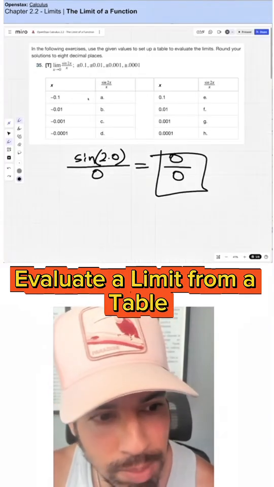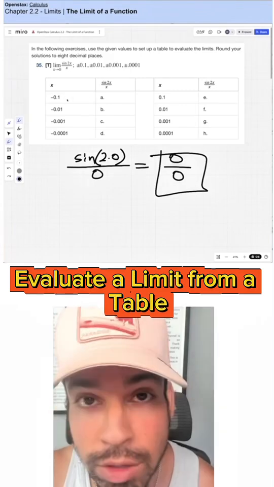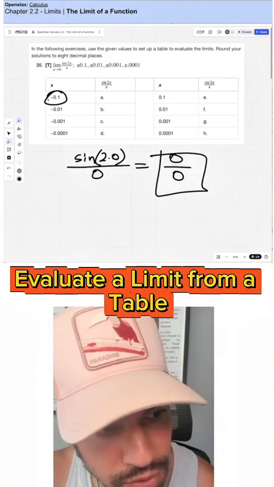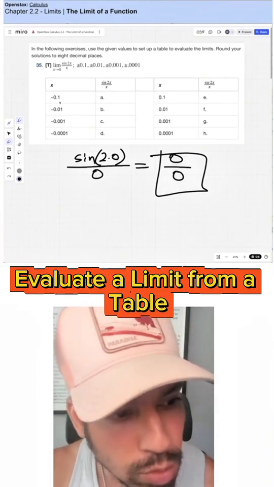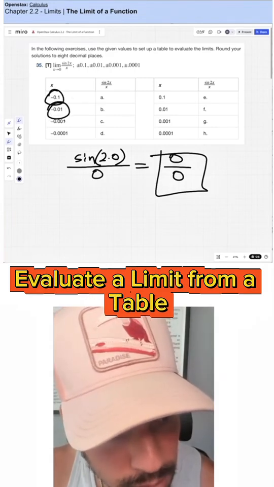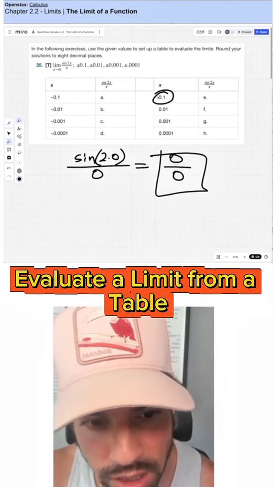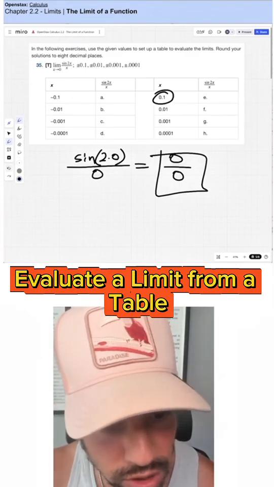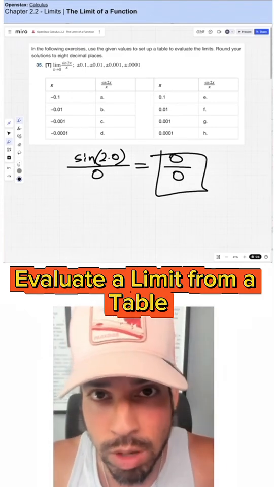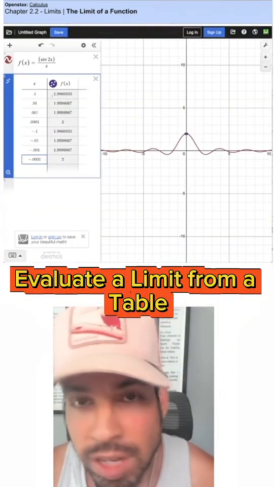So when we calculate a limit, what we're doing is we're slowly getting closer and closer to 0. You can see that from the negative side, from the left side, we're slowly approaching a little bit more closely to 0. And then we're doing the same thing from the right side, starting at 0.1, then getting closer and closer to 0. And we're just looking to see the trend. What are the values approaching?